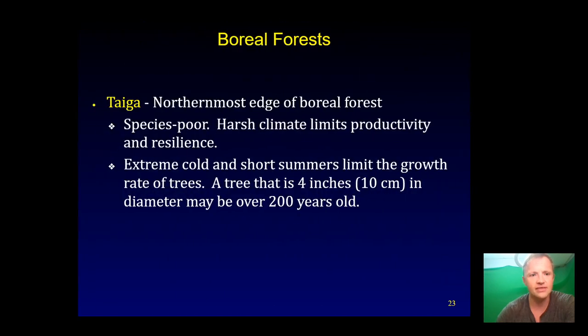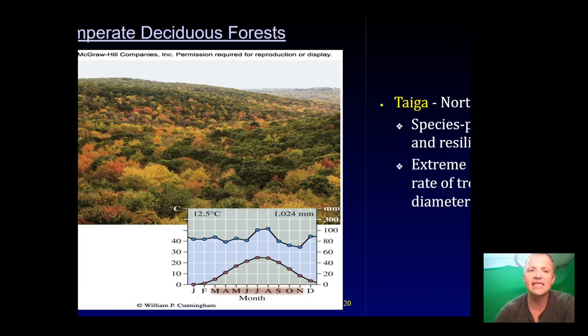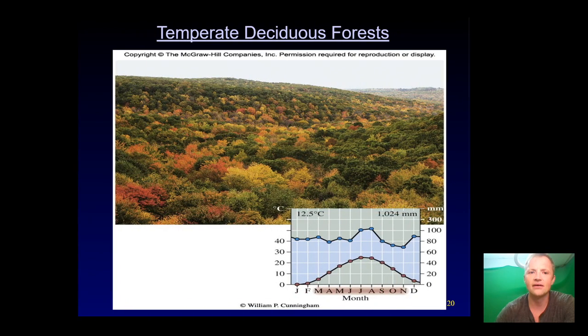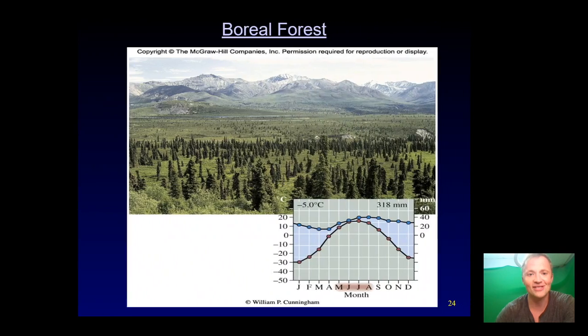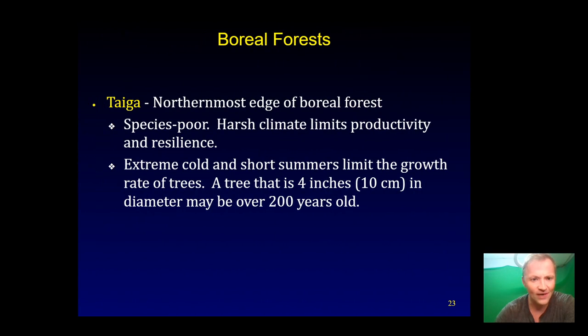I skipped a slide too much there. But these type of, not this one. Sorry, guys. Need to make sure I get the right one here.